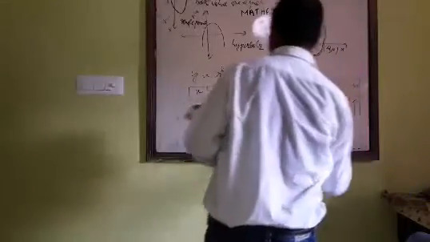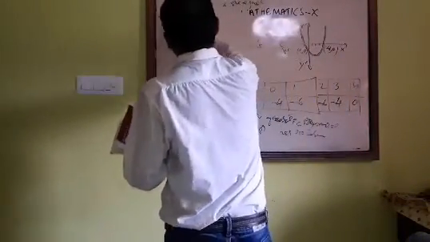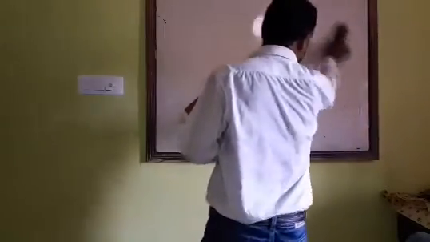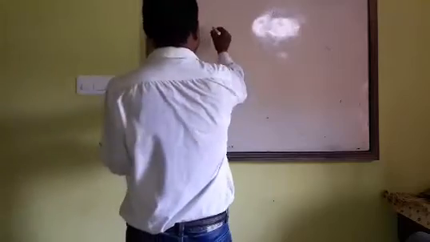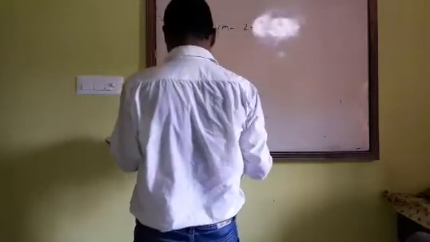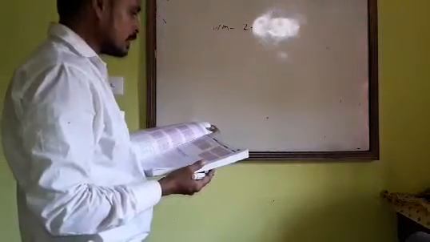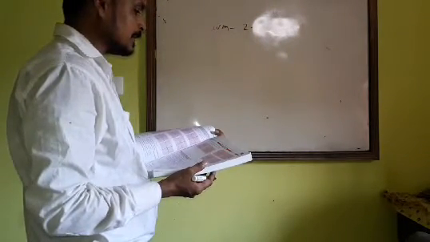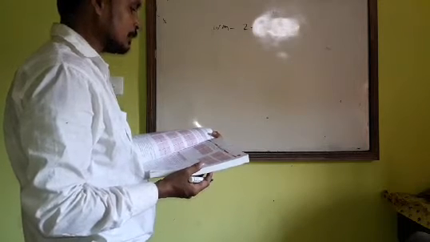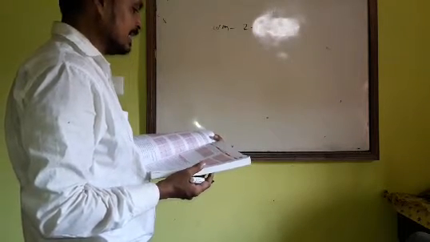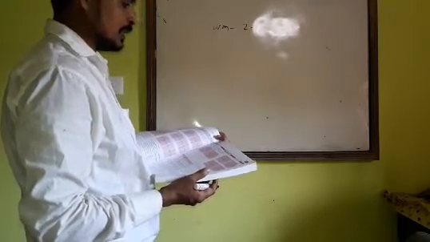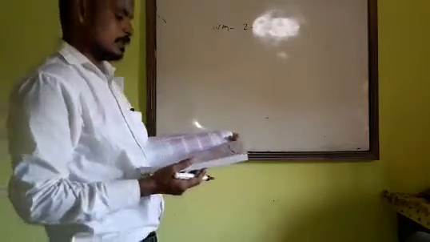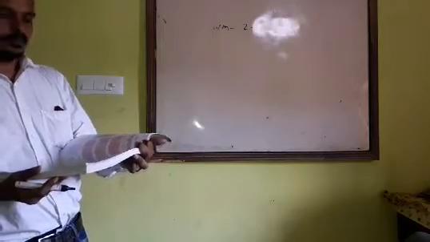So this is about the polynomial. I want to give you the homework. You will do exercise 2.1. Here, see, the graphs of y equal to p(x) are given in figure 2.10 below. For some of the polynomials p(x), find the number of zeros of p(x) in each case. So you will find the number of zeros by studying the graphs of the polynomials.